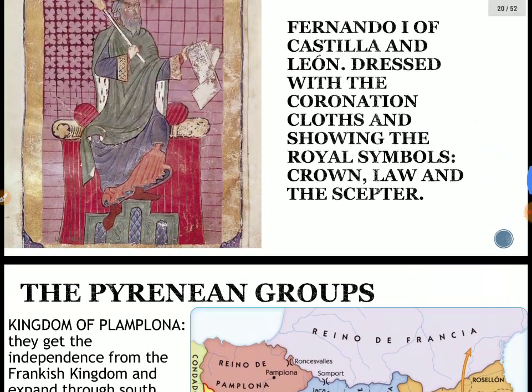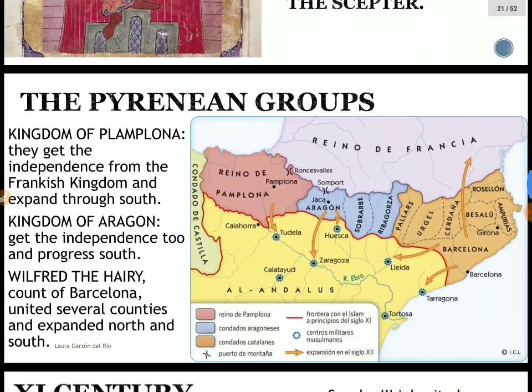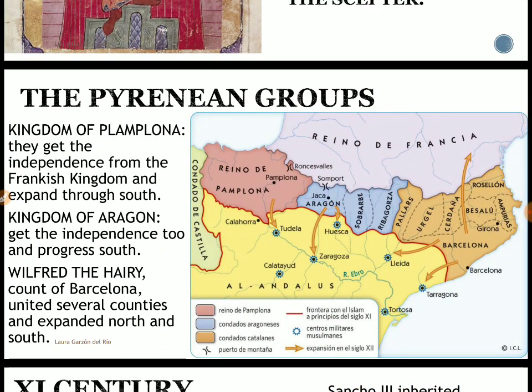So from now on, in the 10th and 11th centuries, we have the Kingdom of León and the new Kingdom of Castilla. So what was happening at the same time in the east? These smaller counties that appeared in the first step are going to gain independence and grow. We have the Kingdom of Pamplona, the Kingdom of Aragon, and the county of Barcelona, which is going to grow with new smaller counties, north and south.